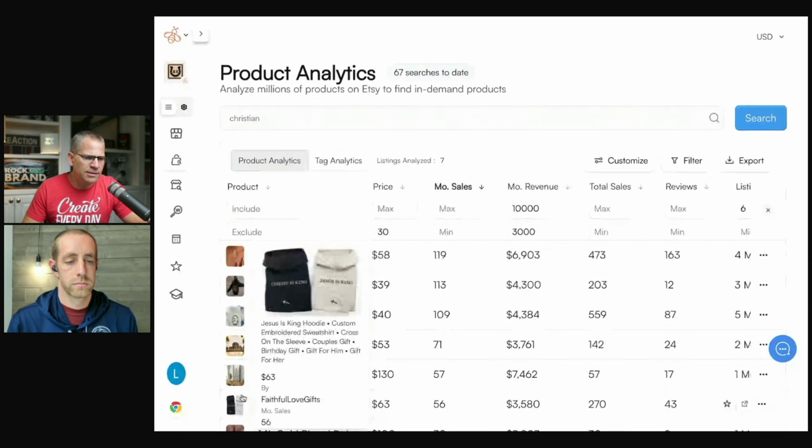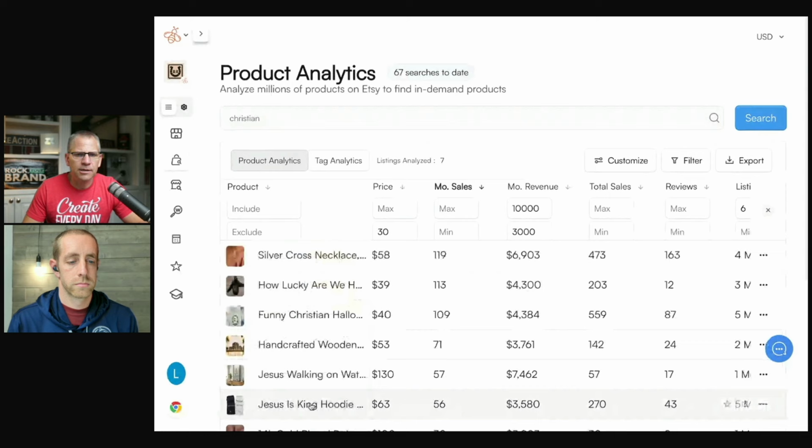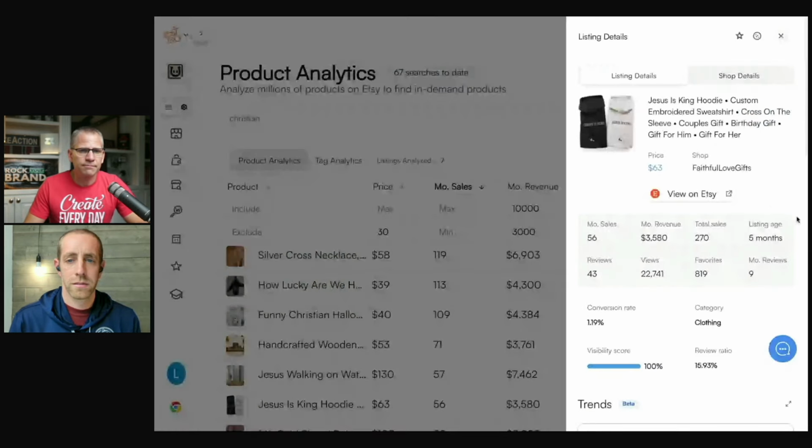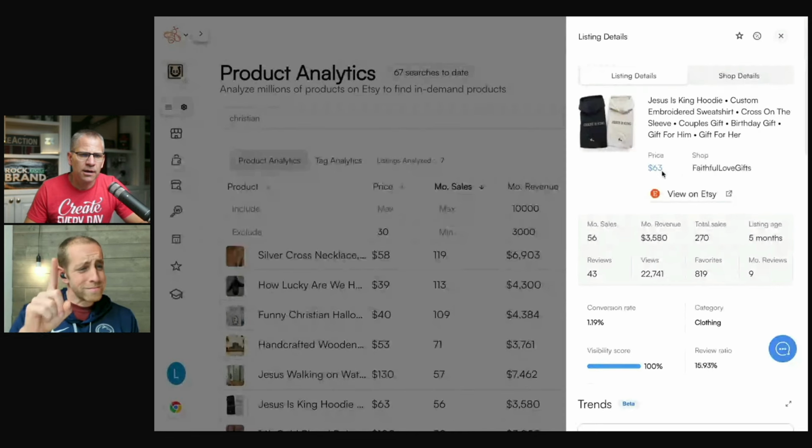So that one's interesting. I'm going to click over here. Was that the same pattern? That looks very similar to what that other shop had on their keychains, that pattern. Mm-hmm. So that's kind of interesting. That's selling for $63. That's an expensive sweatshirt.